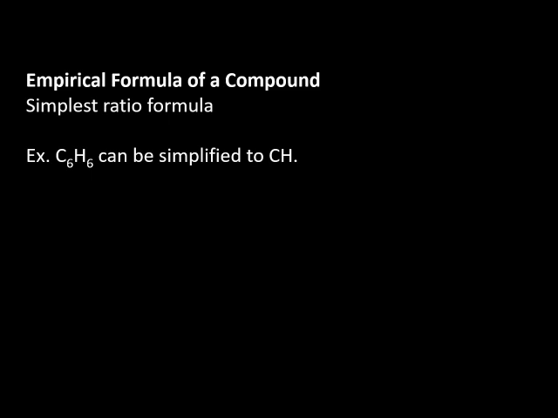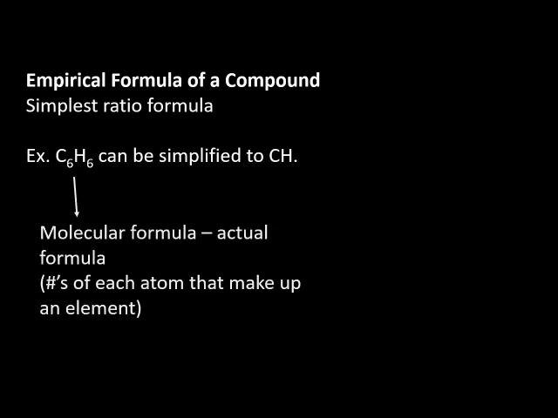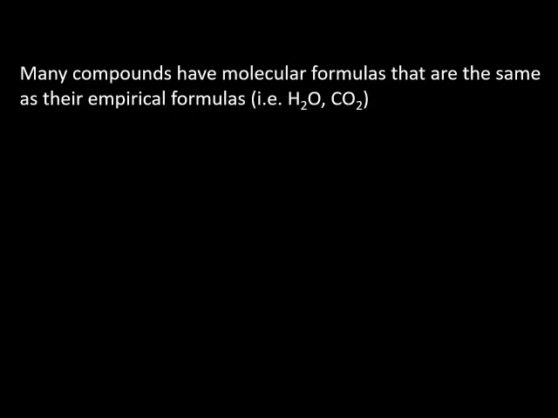C6H6 tells us how many carbons and how many hydrogens are in the compound. That's the molecular formula. When we reduce that to the simplest ratio, we get CH, and that's the empirical formula. Now, there are a few compounds that have the molecular formula and the empirical formula being the same: water, carbon dioxide are a couple of examples of that.